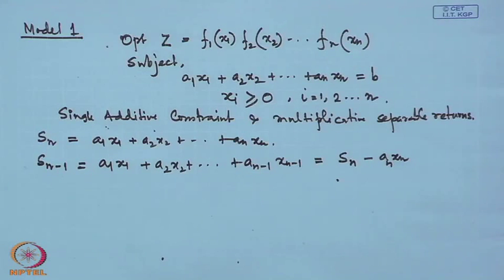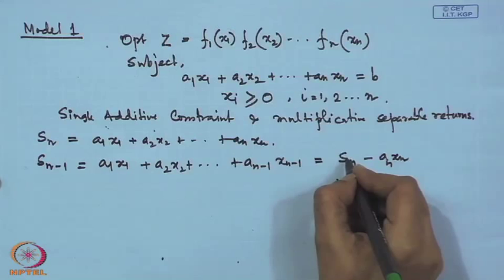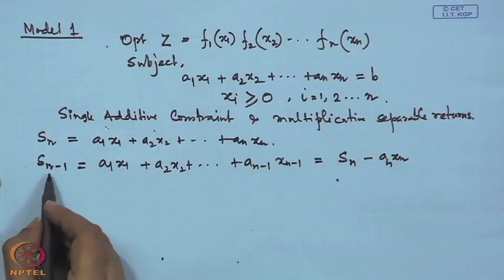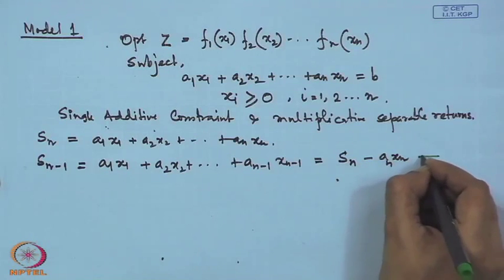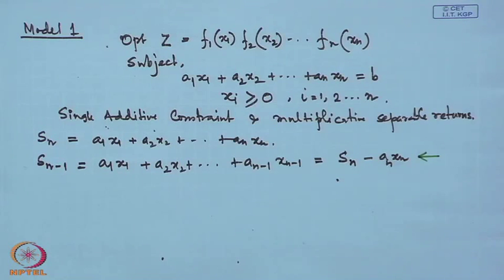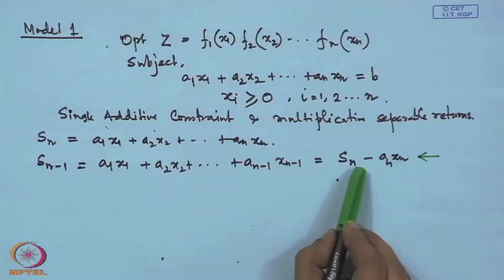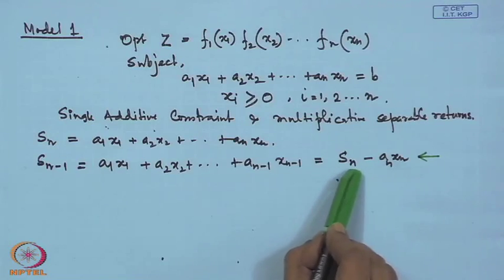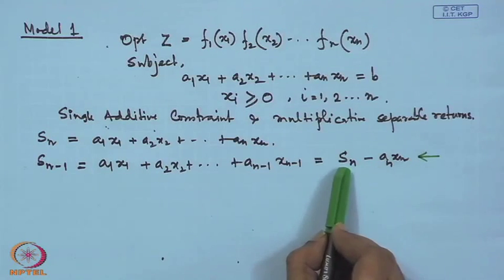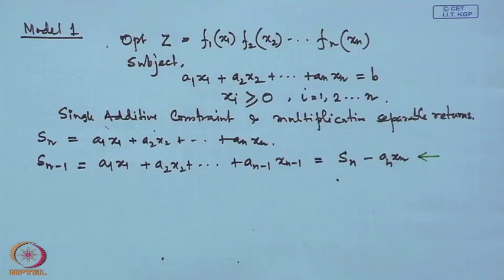That means, if we are in the nth stage, we can reach the (n minus 1)th stage with this relation. Thus, this relation is the state transformation equation, and it depends on the value of Sn as well as an xn.